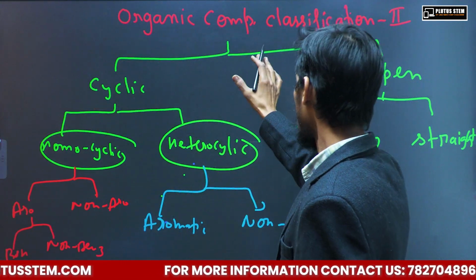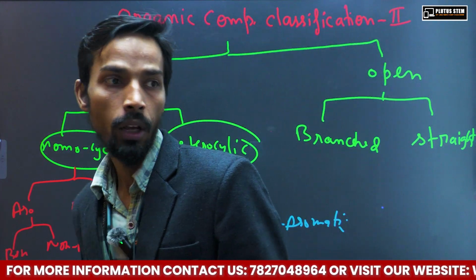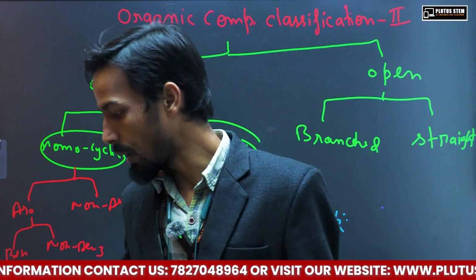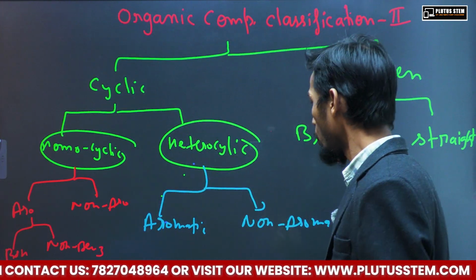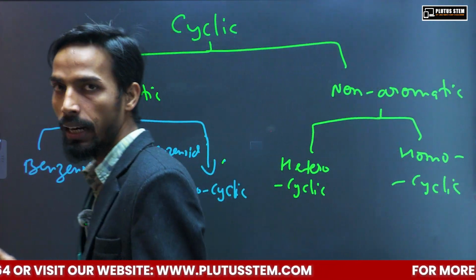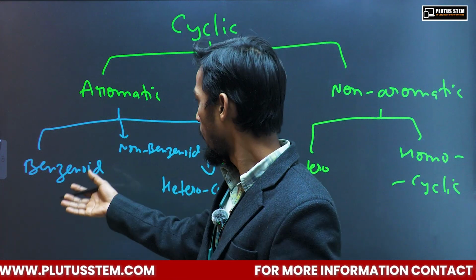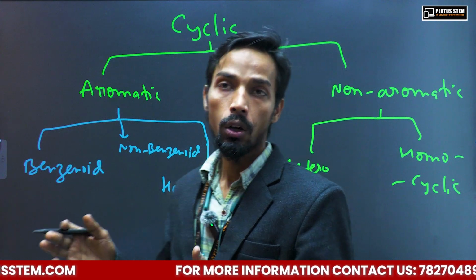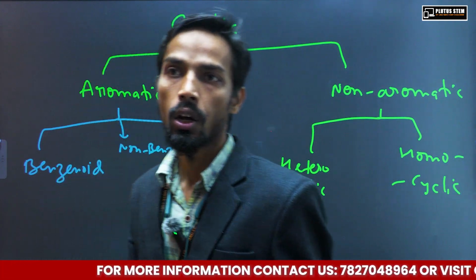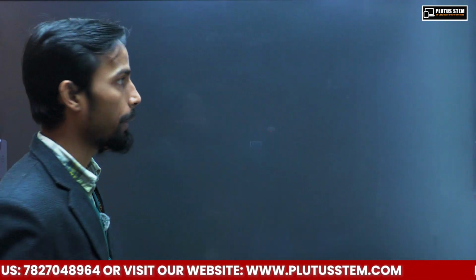This is the classification we studied in the previous lecture. If you want detailed knowledge about it, we will provide the link to that previous lecture also. In that lecture, I explained the structures of benzoate, non-benzoate, and heterocyclic compounds, and all these examples were studied with structures. Today we are going to discuss another type of classification of organic compounds on the basis of attachment of carbon.